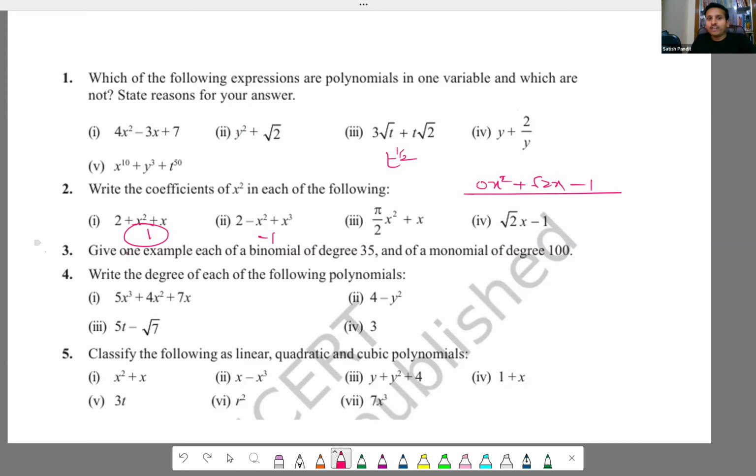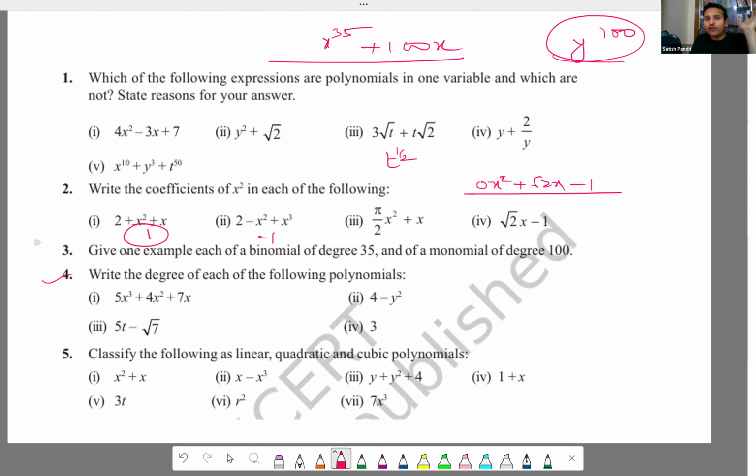Okay. Give one example. See, this one we'll leave it. We can actually give so many examples. Degree 35 means the maximum power of x has to be 35. This is one example. Or binomial they're asking, no, maybe plus 100 I can put. X to the power 35 plus 100x maybe. So this is actually a polynomial of degree 35. Monomial of degree 100. Monomial means only one term. So y to the power 100 I can put.